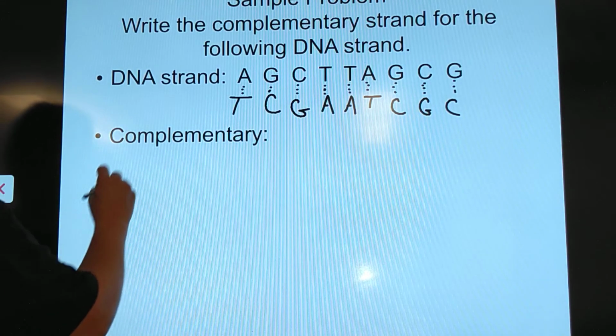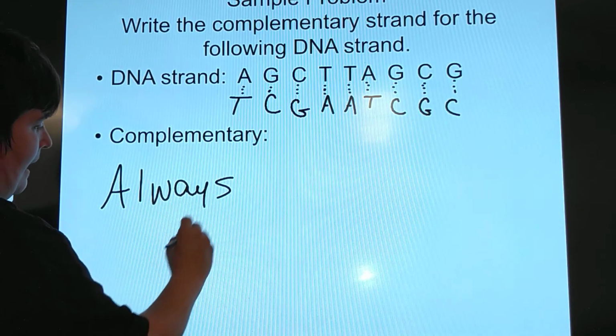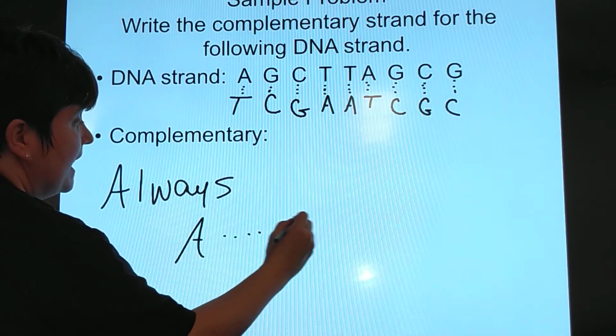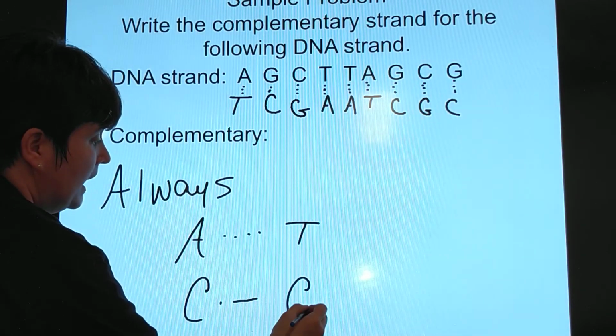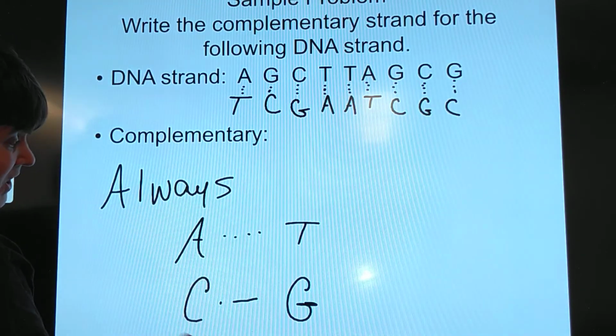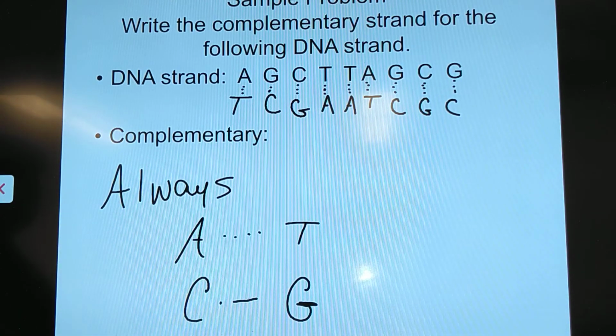Always, A bonds with T, and C bonds with G. And I remember that because C and G look a whole lot alike. It's just got this little tail thing on G. So C and G go together because they're so much alike. A goes with T and G goes with C.